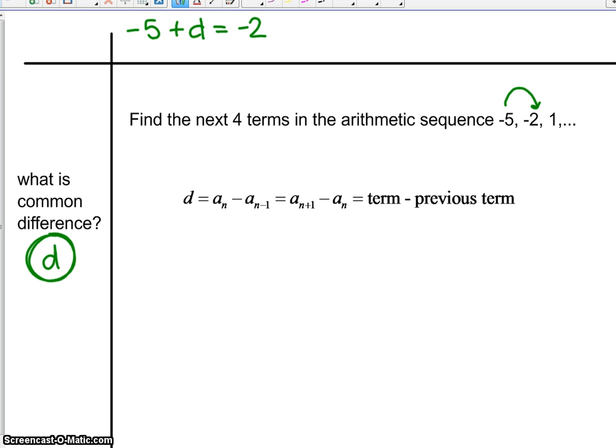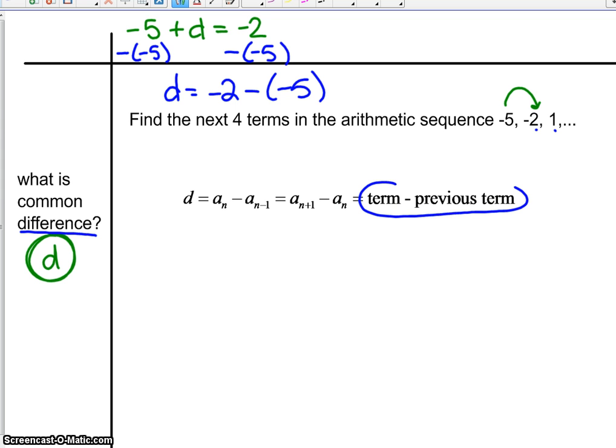Now, if I solve for d, I need to add 5 to both sides. But what I'm going to do is do it this way. I'm going to subtract a -5 because I'm talking about a common difference. Difference we know is subtraction. So what I'm actually doing to get d is taking -2 and subtracting that -5. Now, I could do the same thing with the -2 and the 1, but there are a lot of ways you can notate it using that subscript idea. What I tell people is just take any term and subtract that previous term.